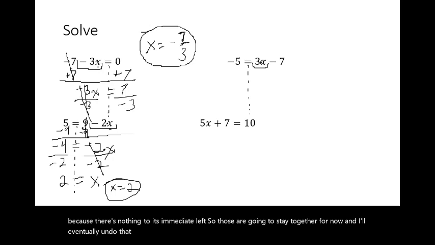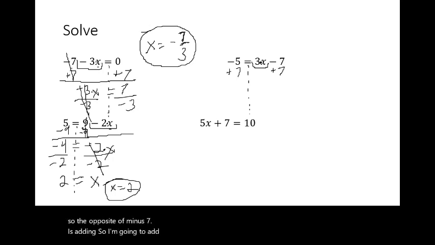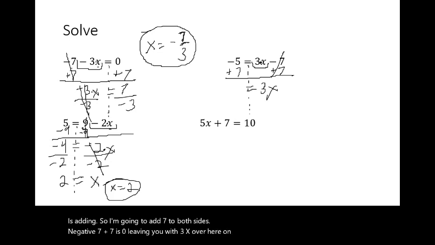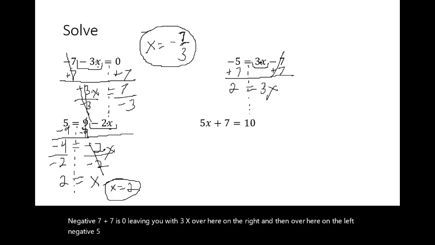Then that leaves this minus 7 that does not have a variable. So the opposite of minus 7 is adding, so I'm going to add 7 to both sides. Negative 7 plus 7 is 0, leaving you with 3x over here on the right. And then over here on the left, negative 5 plus 7 is positive 2.